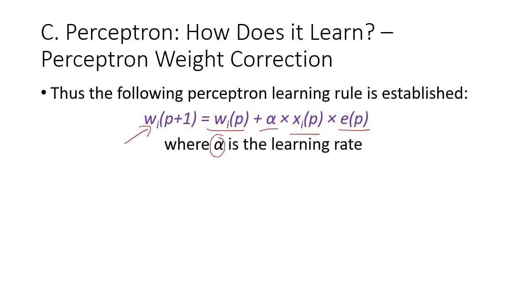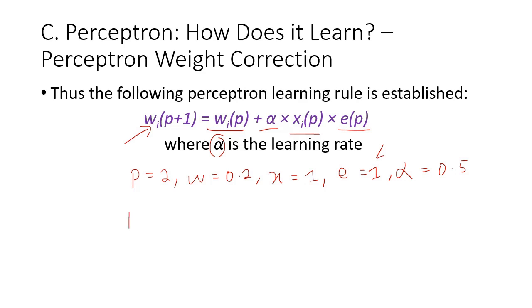For example, if the current iteration is 2, the weight is 0.2, the input is 1, and the error is 1, and alpha is given as 0.5. Because the error is not 0, we need to calculate the weight for the next iteration.